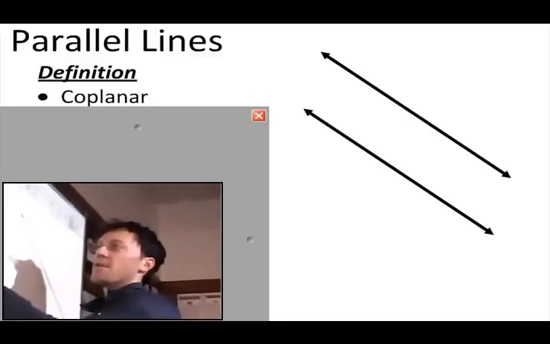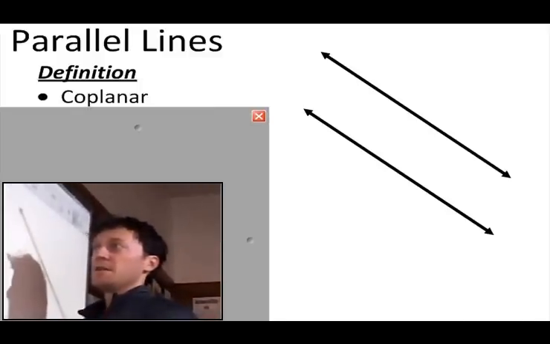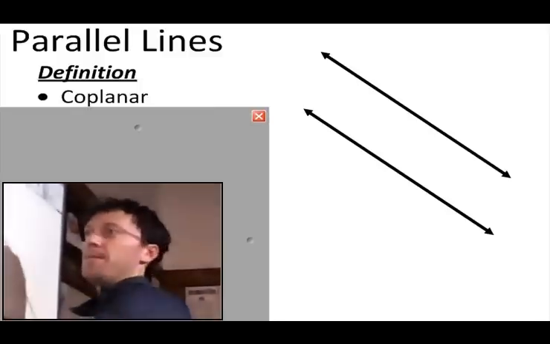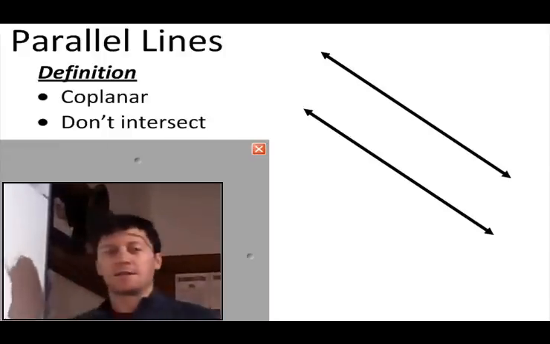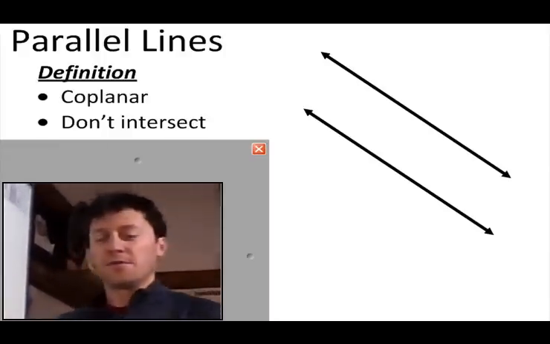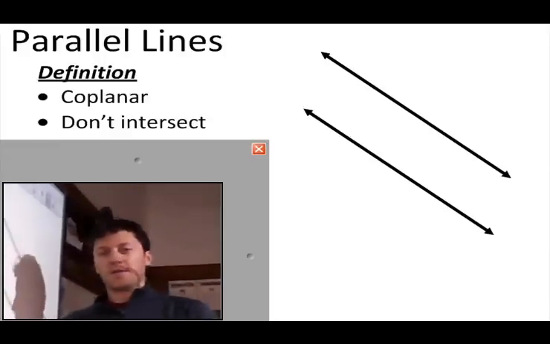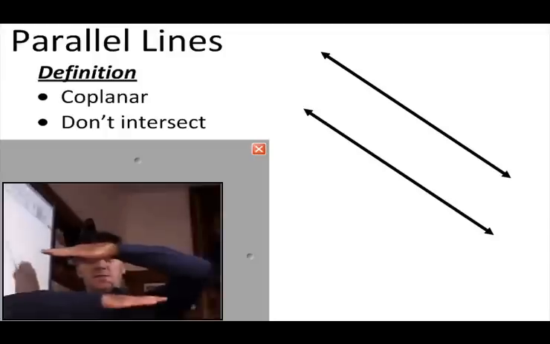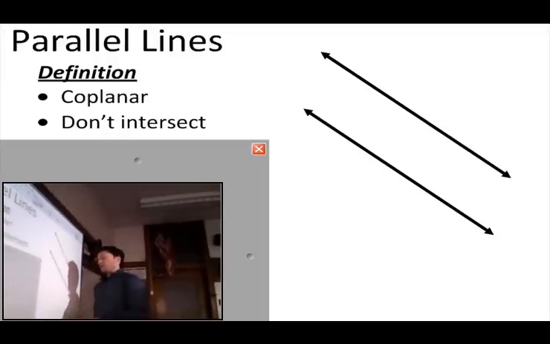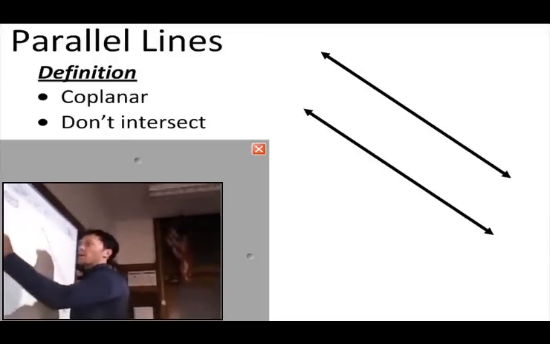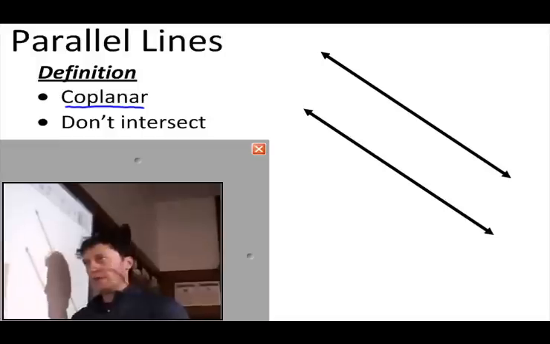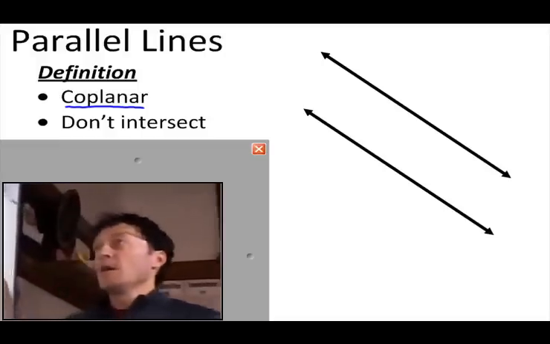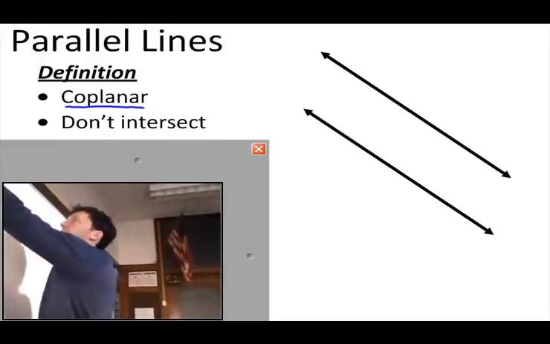So the definition, they are coplanar lines, so they're in the same plane, and at the same time they don't intersect. Now, you've seen parallel lines before, and you know that they don't intersect. You know that they're two lines that go straight across without touching each other. But what we're going to add in here is they have to be coplanar. Because you can have different kinds of lines.